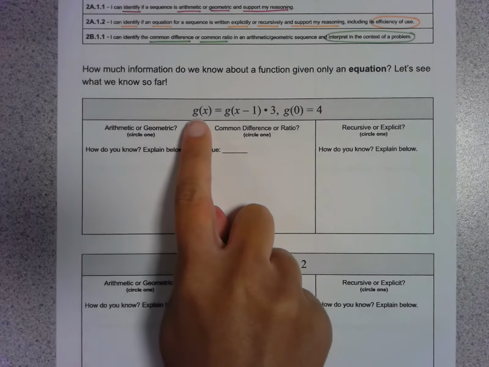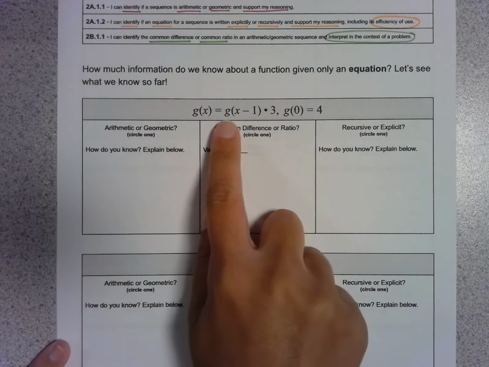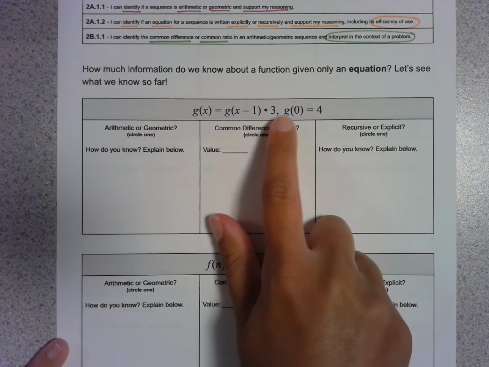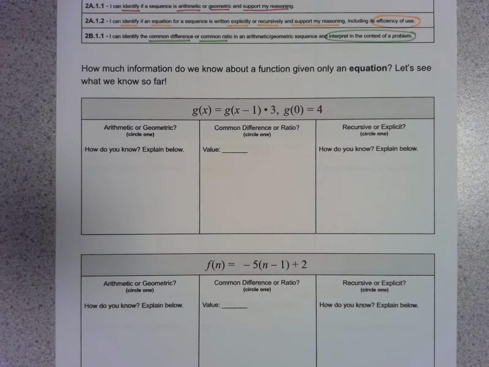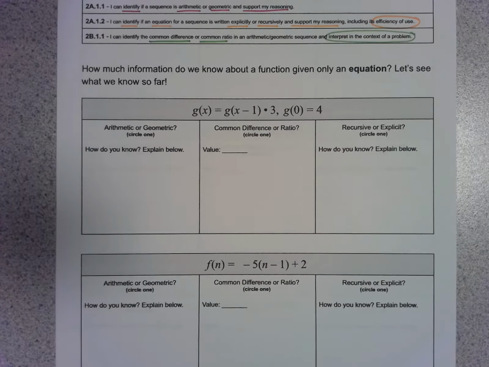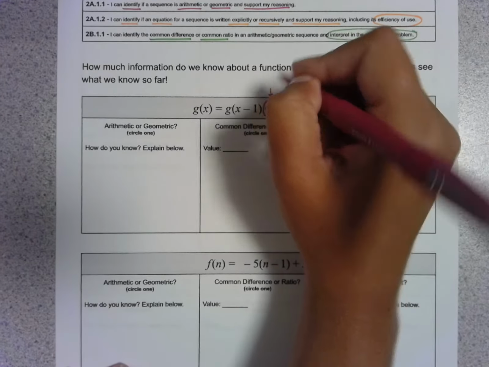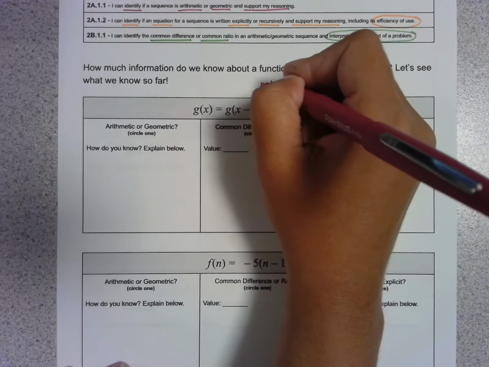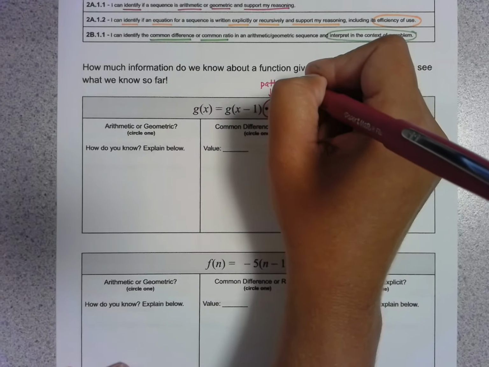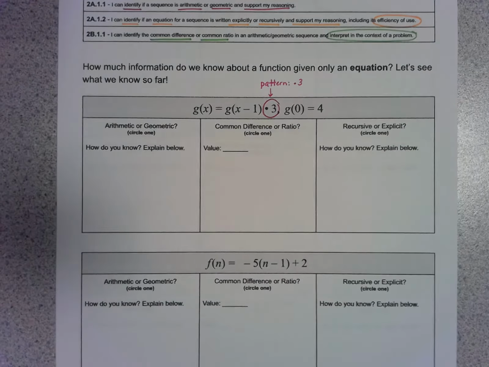So here's the equation that we have. g of x is equal to g of x minus 1 times 3, and g of 0 is equal to 4. So the first thing I would decide here is, is this arithmetic or geometric? Now, when I'm looking for whether it's arithmetic or geometric, I need to think about the type of pattern that I see. This multiplying by 3 here tells me that the pattern is multiply by 3, over and over and over again.